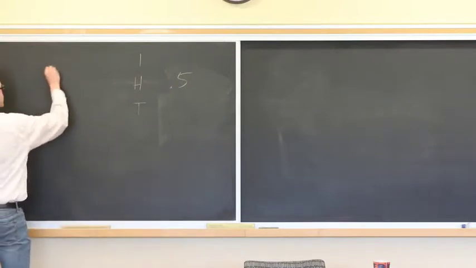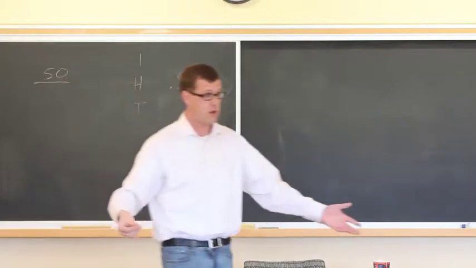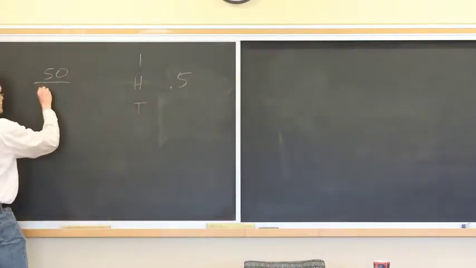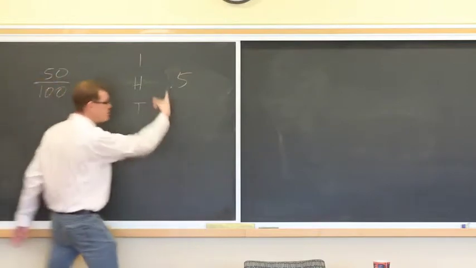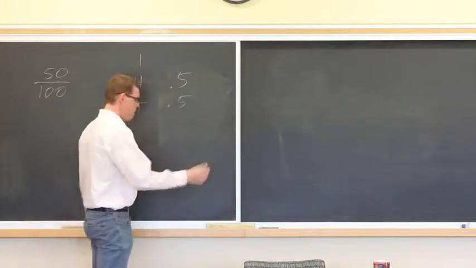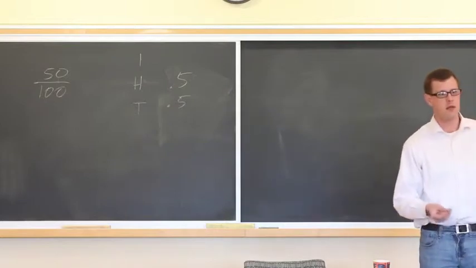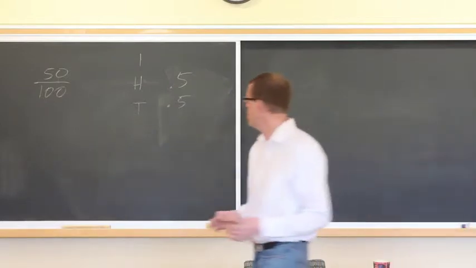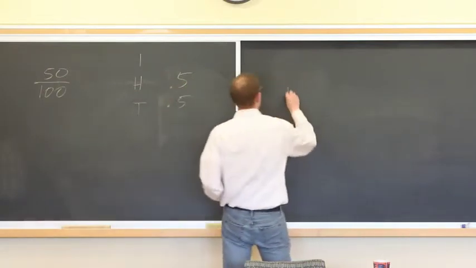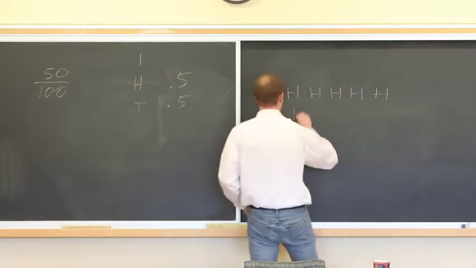A percent is basically per cent, 100. Century, 100 years. 50%, 50 out of 100. So that's 0.5. And same thing with this, 0.5. So, it's pretty obvious that we've got a 50-50 chance to come up with either a heads or a tails in one flip. Let me ask you a question. Which would be more likely to observe?